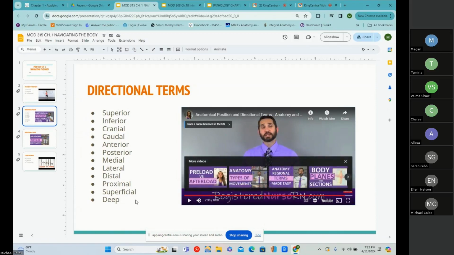It takes practice, but just remembering on the extremities, you're going proximal to distal. In reference to the midline, to the spine, if it's closer to the spine, it's medial. If it's farther away from the spine, it's lateral. So those are the two distinctions between the extremities, arms and legs, and then the actual torso.